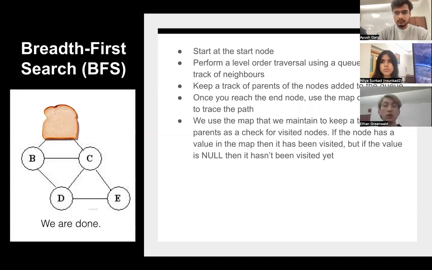Additionally, we were able to use this map that we maintain to act as a visited check rather than having a separate map for that. If the node has a value in the map, then that means we visited it and have already added it to the map. However, if that value is null or if it's at the end of the map, then it hasn't been visited. And so that serves as a really easy way to perform that check.